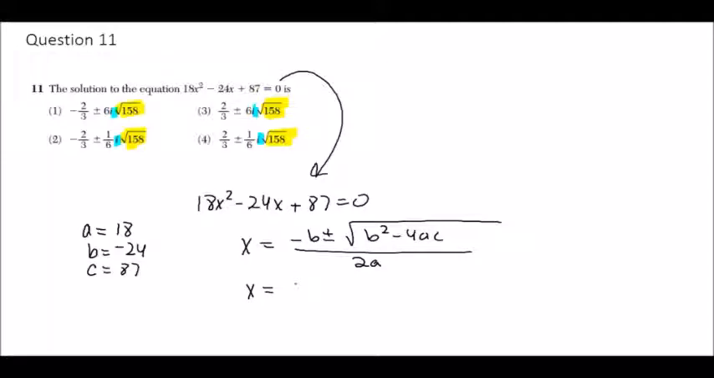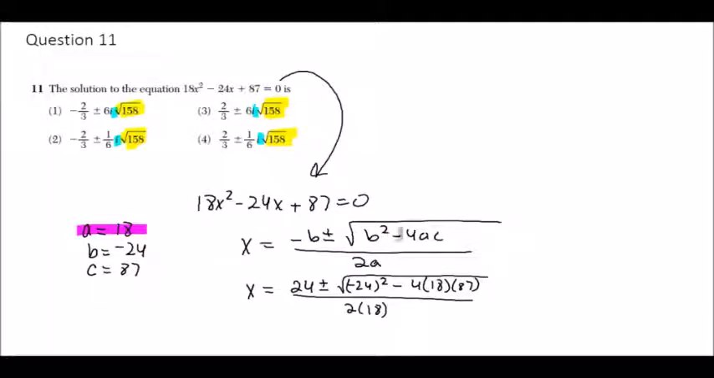Negative 24 is just positive 24, plus or minus b squared, that's negative 24 all squared, minus 4 times 18 times 87, all over 2 times 18. So all we did here is fill in the a, fill in the b. Oh, there was one more a down here. And fill in the c, which is here.